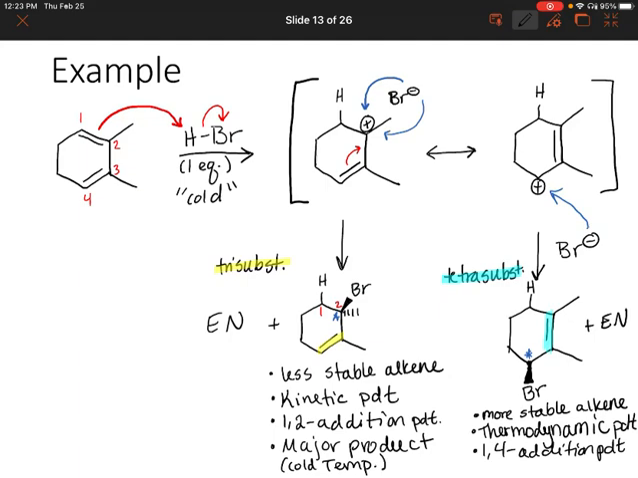So again, you can use temperature to control which product you end up with. Even though the kinetic product is the less stable product, if we lower the temperature, we can still form that product over the other one. Okay, and now let's look at one more example problem. This one will be a challenge problem.